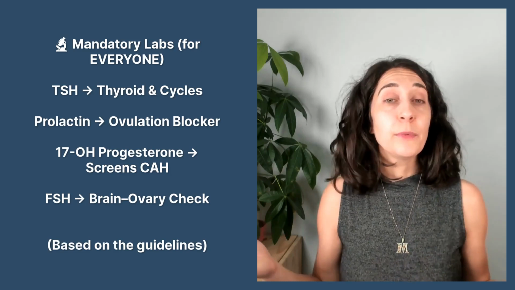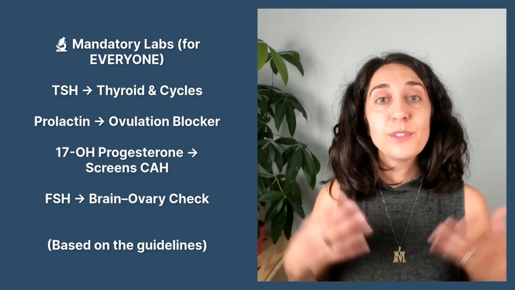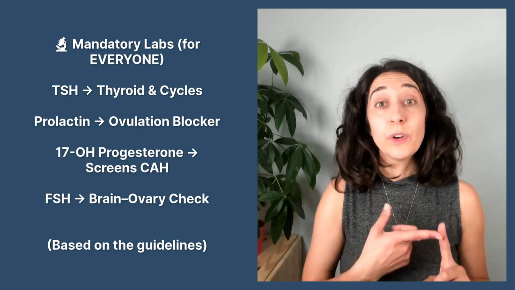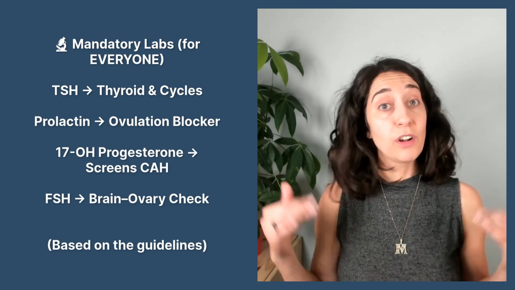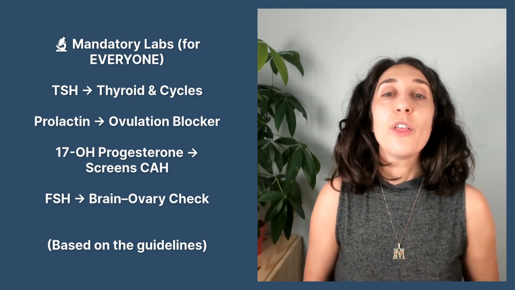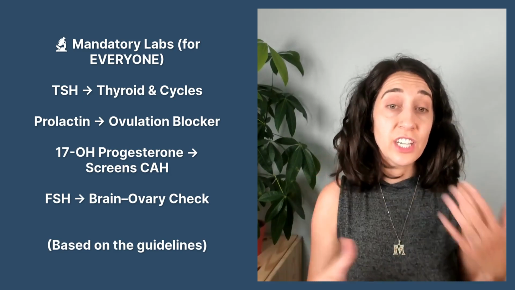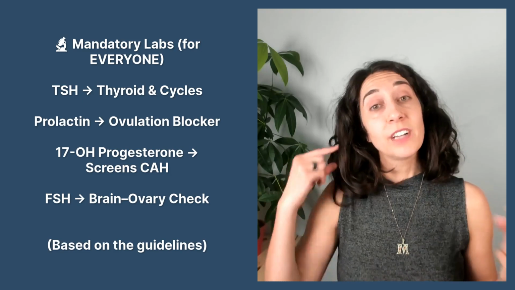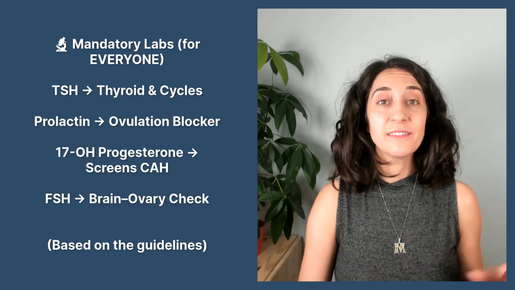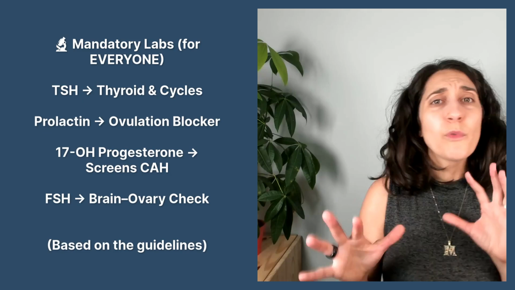So, thyroid. What do we need to look for in blood work? TSH at diagnosis. Thyroid can cause your cycles to be irregular. So if your cycles are irregular, but it's not because of PCOS, then it might not be PCOS. Second one, prolactin. High levels can block ovulation, and so that also can look like altered menstrual cycles. Third one, 17-OH progesterone, and this screens for congenital adrenal hyperplasia. FSH checks the brain-ovary connection and communication. So these are the mandatory ones.